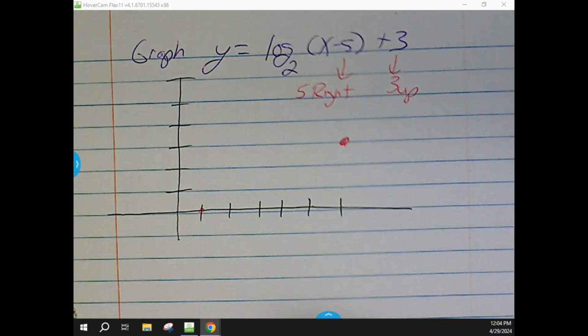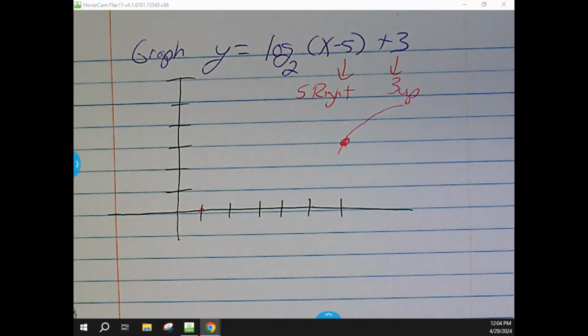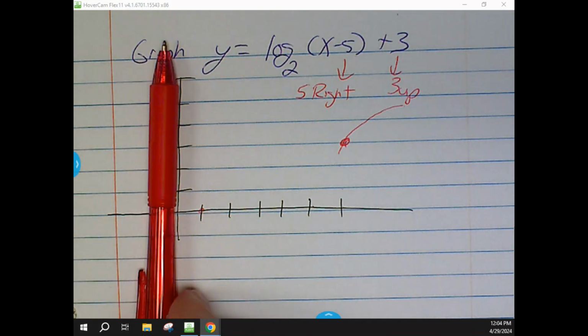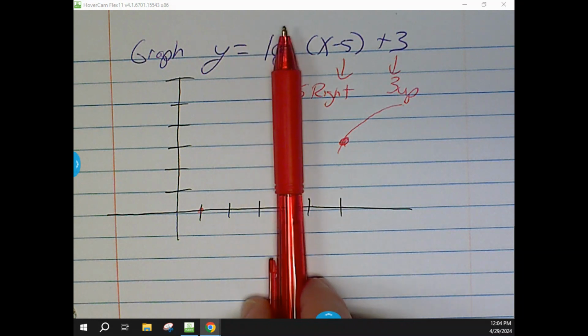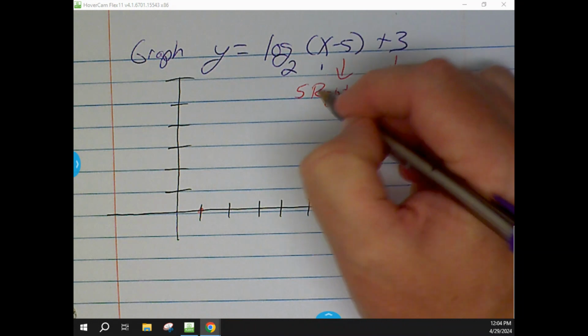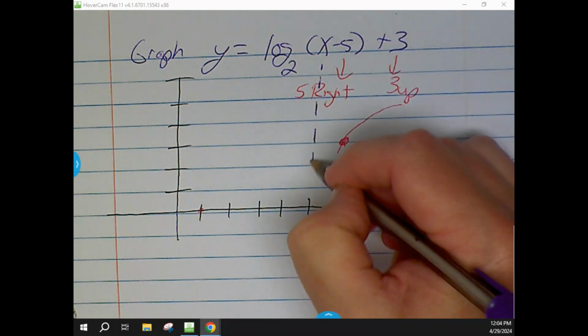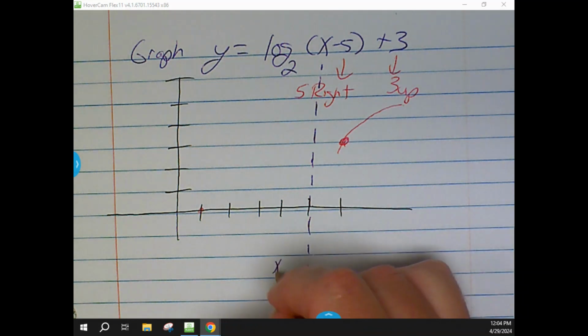Okay. Now, how you get the curve on this one: we know it's going to curve and do something like this. But back here, we had an asymptote at 0. If we move it 5 spaces to the right side, now we have an asymptote right here at 5. So we're going to draw a line that's going to cut off at x equals 5.